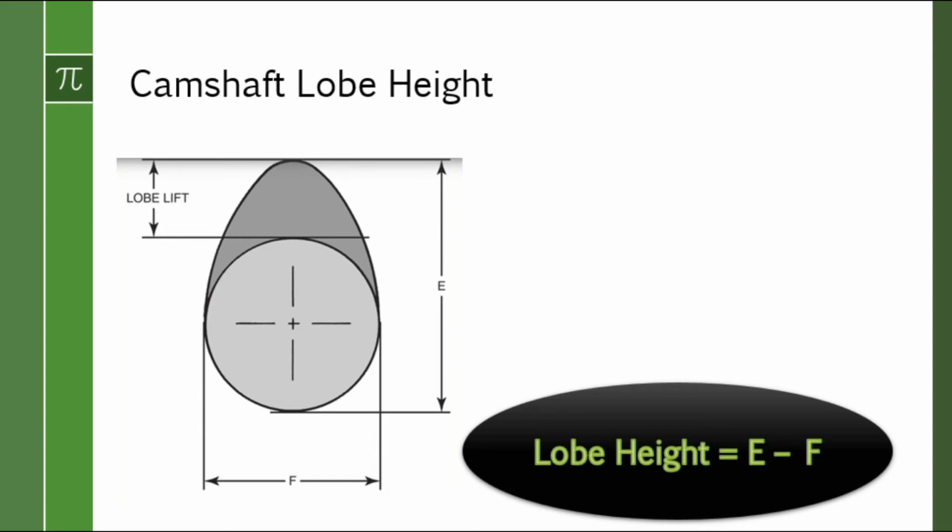We're moving over to the camshaft now, what controls the valve lift in our engine. So we need to know what the lobe height is. It's also called the lobe lift, and it's just the difference between the diameter of the normal circle and the height of the lobe. So we're going to have measurement F here, also a diameter. To figure out the difference between the maximum height of the lobe and the minimum diameter, we're going to do E minus F, and that's going to give us this little piece in here as our unknown, the lobe lift.